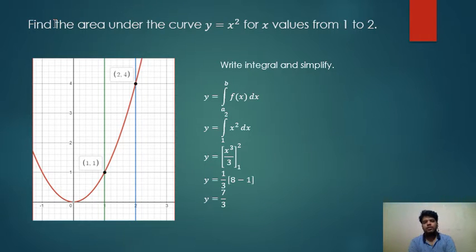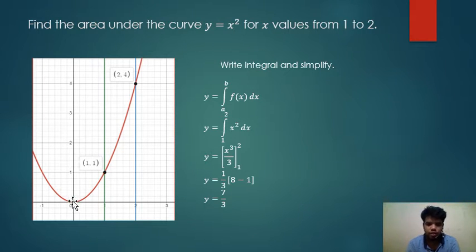The question we have here is find the area under the curve y equal to x square for x values from 1 to 2. Now in these kind of cases, whenever you have a question, please remember that first plot it so that it will become pretty clear.